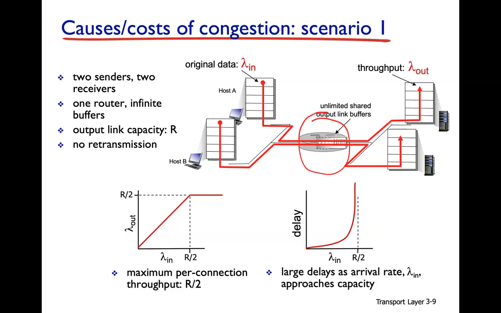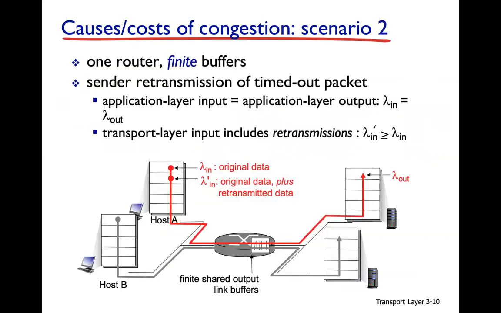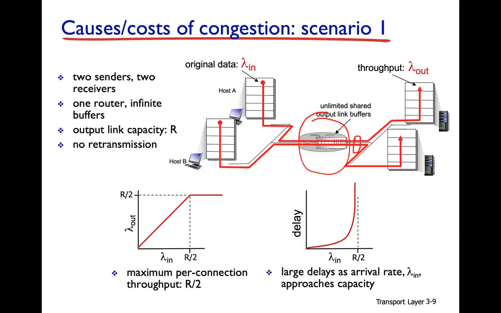Everyone agree? So it looks like that. For the delay, you can see that when you get close to R/2, your delay will get longer and longer because there are too many packets inside, and the output link has a capacity. So you should wait for a long time because the capacity is full. So you will see large delays. But this is just a good case where we have an infinite buffer, so you will not see any packet loss.